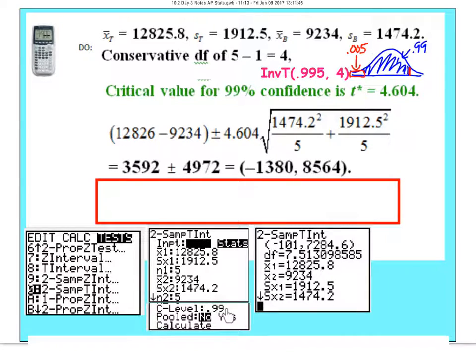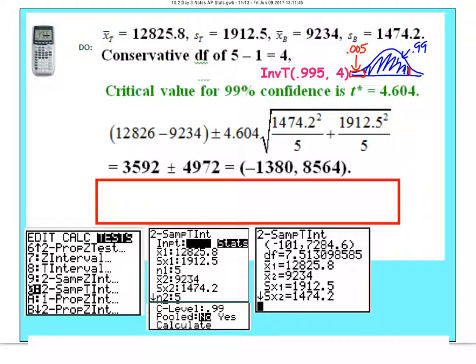You do want to do the confidence level. Be really careful for this next thing. They say pooled yes or no. Pooled is just for proportions, and we're never going to select this, so just make sure it always says no. Hit calculate, and you're going to get this.